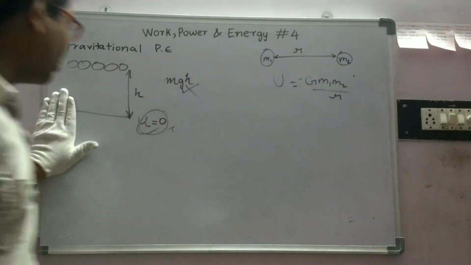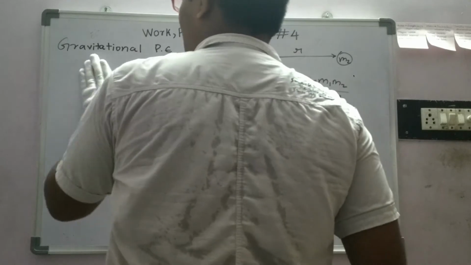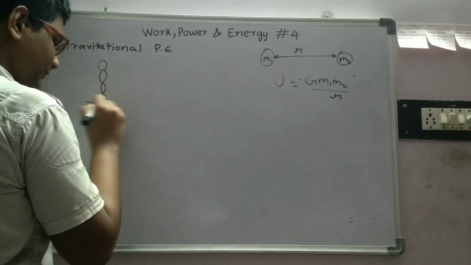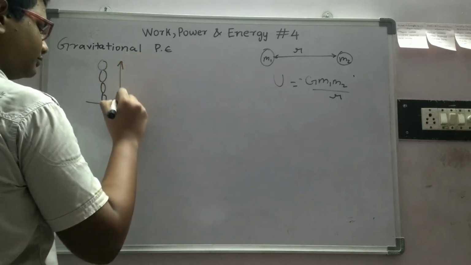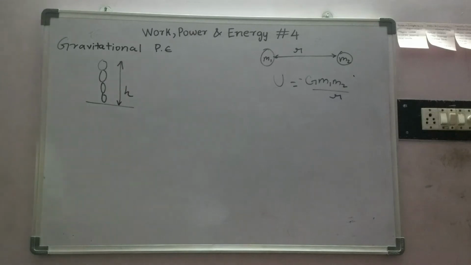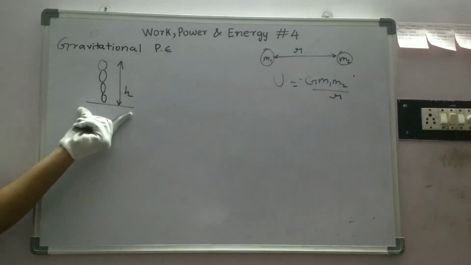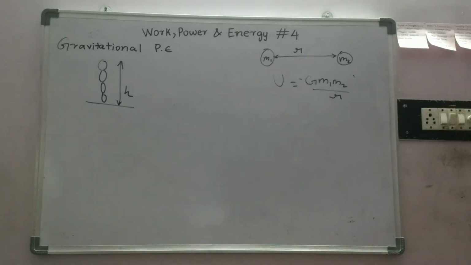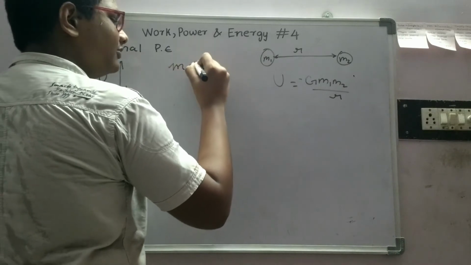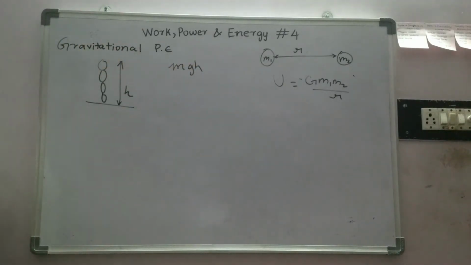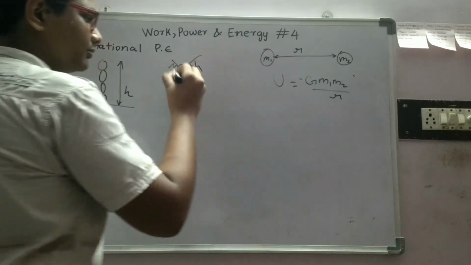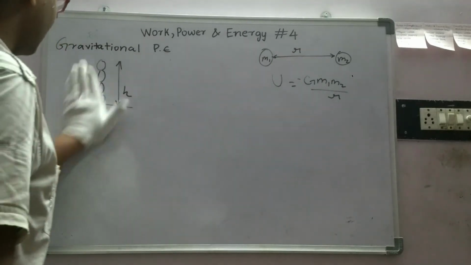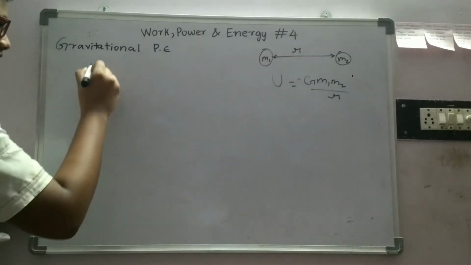Remember. Now, if you are given a chain, now hanging vertically, same height h, what is the potential energy of the chain if potential energy at here is 0? It is mgh. If your answer is this, that is wrong. The answer is mgh by 2. How? Now let me draw it like something like this.